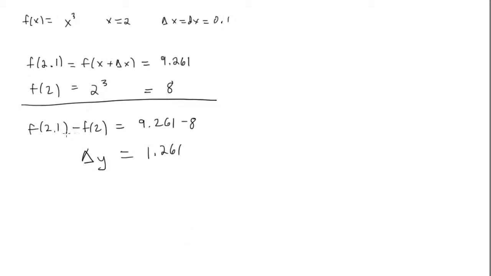And basically what that is, it's just literally the difference between the two, right? So in the rise over run kind of schema, this is the rise, what we ended up at minus where we started, and we got 1.261. Okay, so that's fine. Now the other thing that we're going to ask though is how can we approximate this using a little bit of calculus? Okay, and so this stuff is what we'll call a differential.